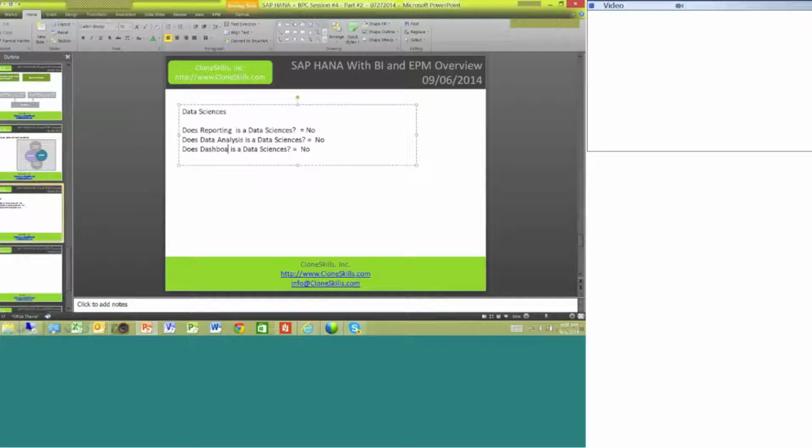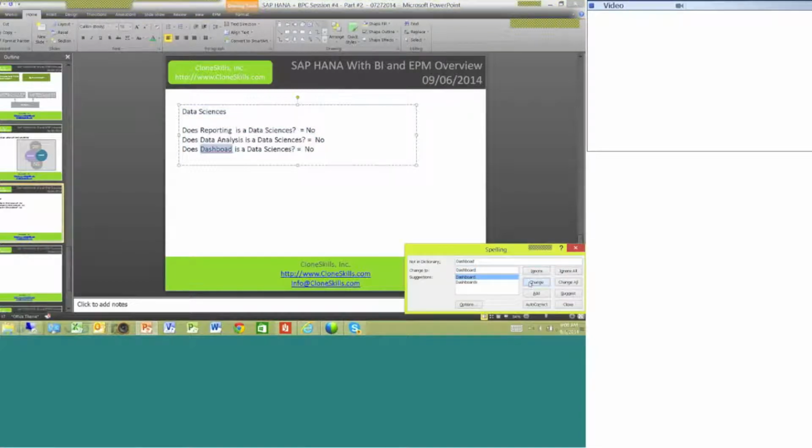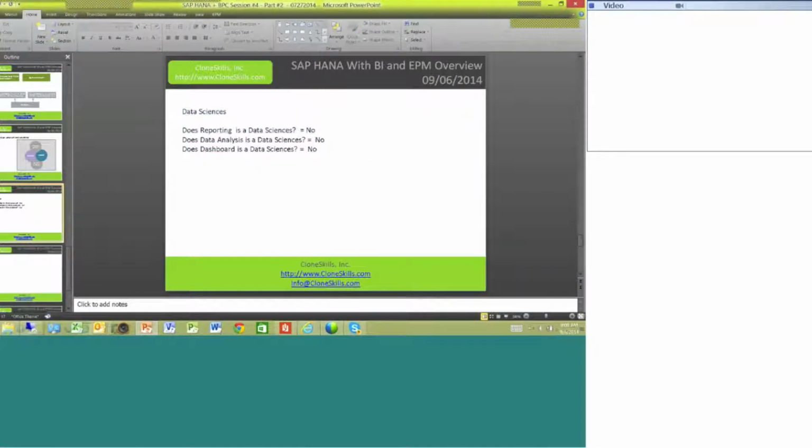It's data analysis, data sciences. Okay, no, it's not. So this is not data sciences. Data sciences is a different approach. So what does that mean?